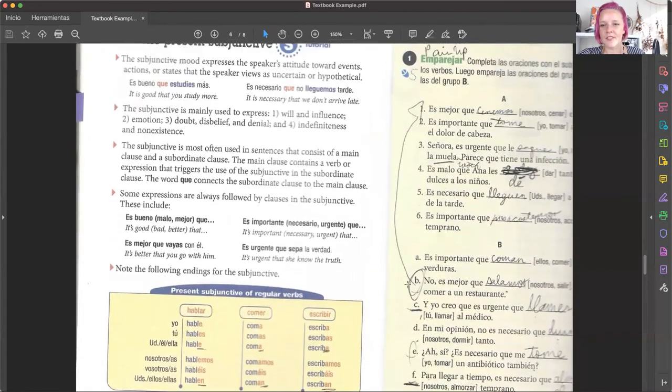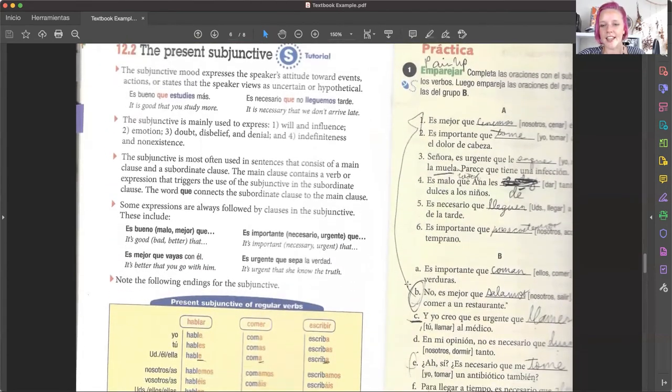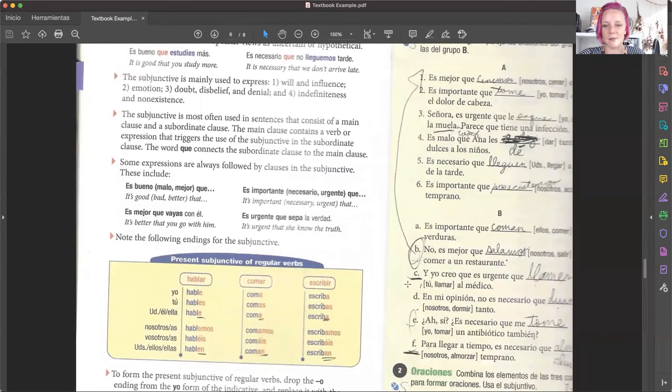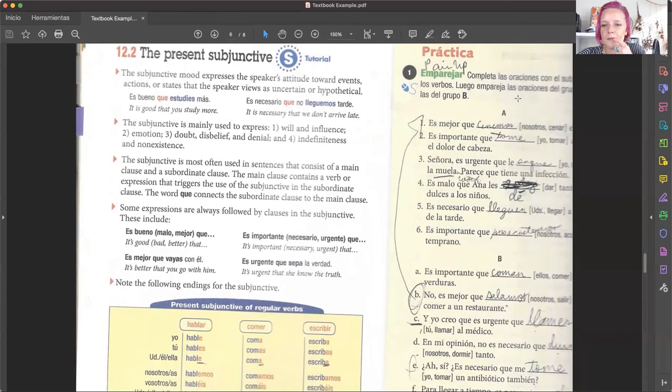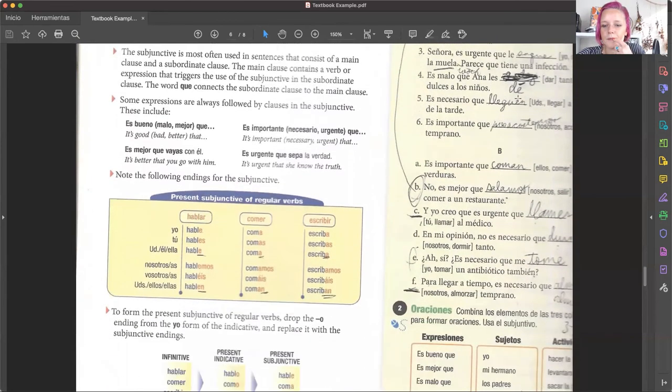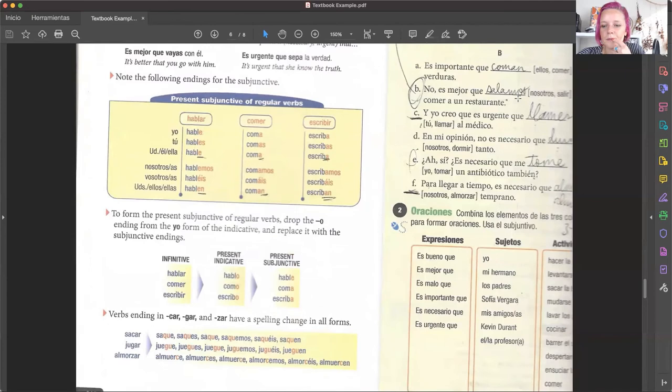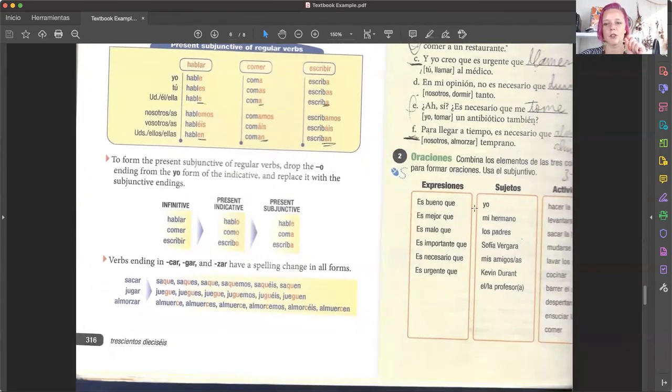Okay. Let's take a look at this exercise and see if this is a good example or not. What do we need to do in this one? Oh no, it didn't scan. All right, this one's going to be hard to read. Let me see if I can remember what's in here. You know what? Let's go down to number 2. This is a better example. For number 2, you've got 3 things here. Combine the elements to make sentences and use the subjunctive.